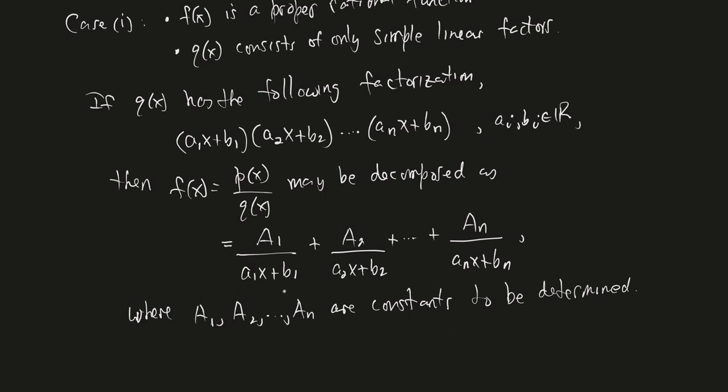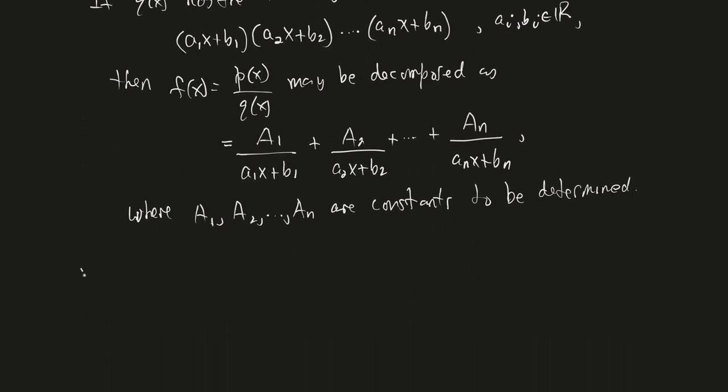And I will show you two ways that you can actually determine these constants once we start looking at examples. But basically, for this case, if when we factor our denominator we only get simple linear factors of this form, then it means that this single fraction can be decomposed in this manner. And then we'll determine how to figure out these constants. All right, so let's see an example.